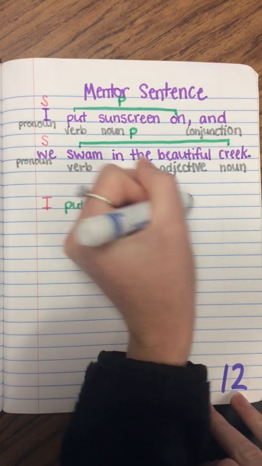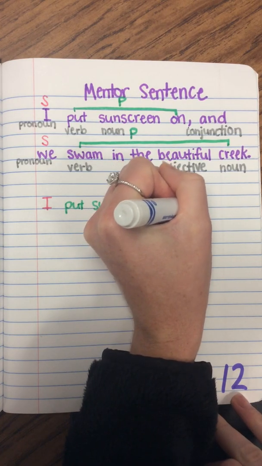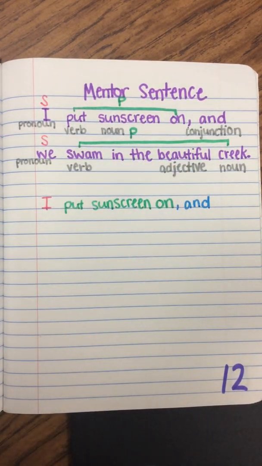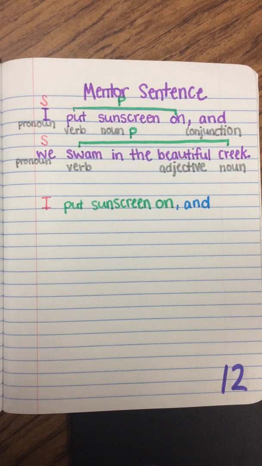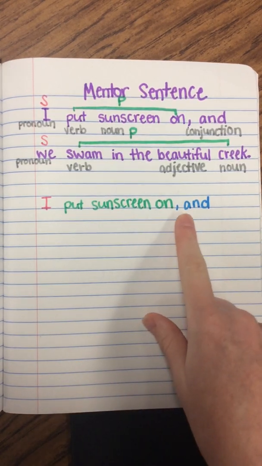I am color coding mine to help you guys see visually the difference between a subject and a predicate, and then also our conjunction. So my subjects are pink, predicates are green, and my conjunction and comma are blue.